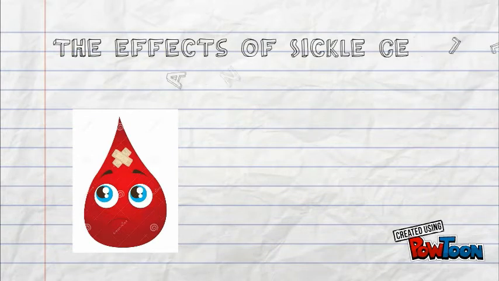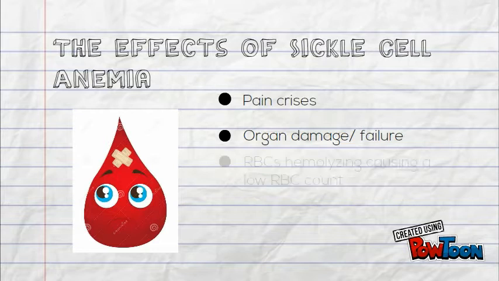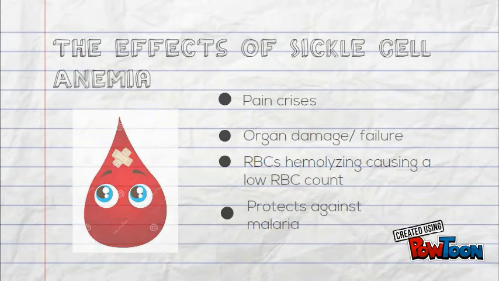Effects of SCD include acute and chronic pain crisis like lower back and abdominal pain. SCD can harm organs such as the spleen and liver. Also, sickle cells cause a low red blood cell count due to the cells hemolyzing faster than new ones can be produced. A positive effect of SCD is that it protects against malaria.